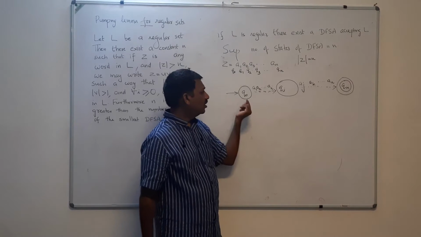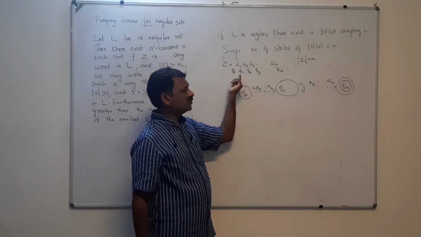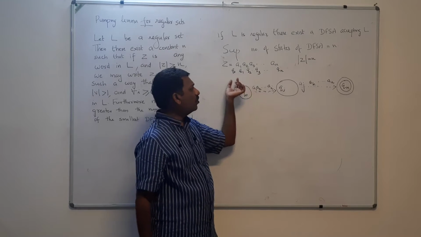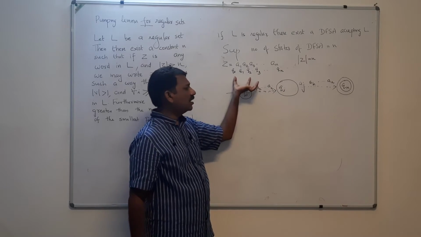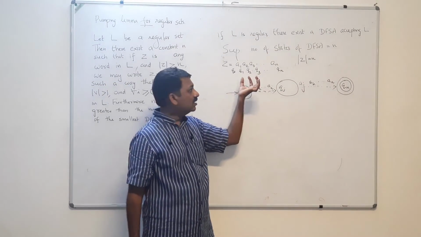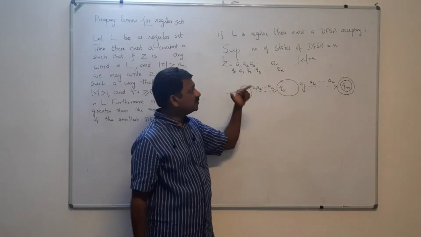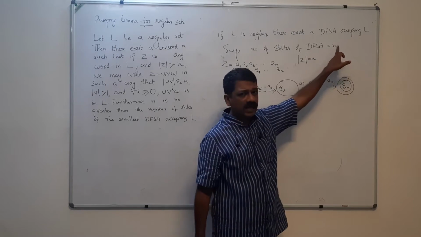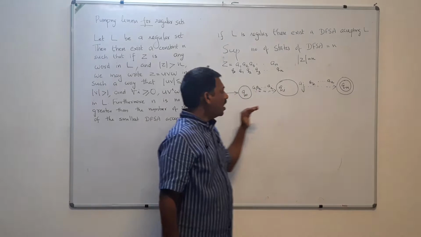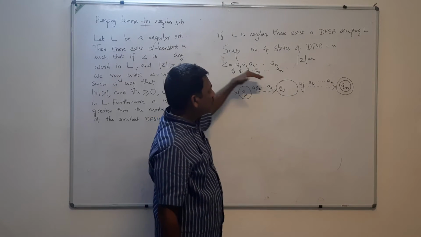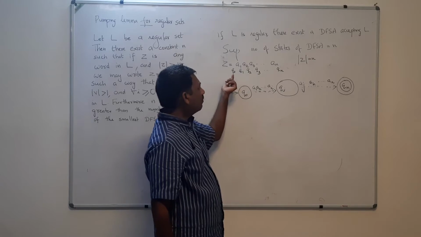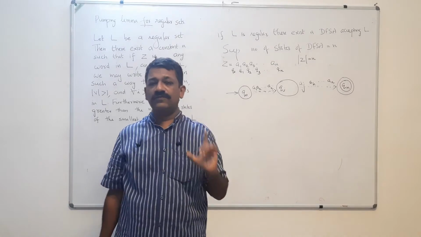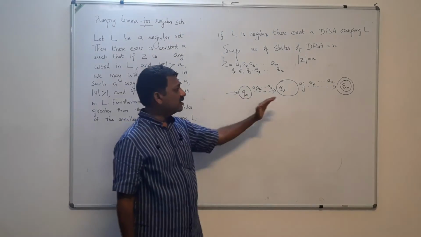But here, Q0 after accepting A1 moves on to Q1, and Q1 after accepting A2 moves to Q2. Now here we have n plus 1 different states, but as per our assumption, the number of states of the finite state automaton is n. As we are tracing from Q0 to Qn, we have n plus 1 states, but only n different states are there. That means some state is repeating.